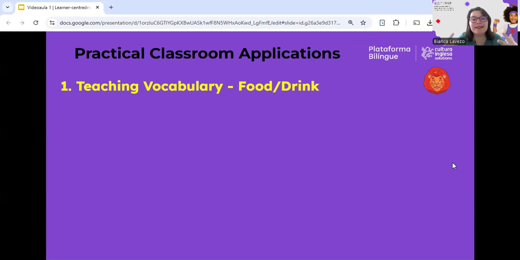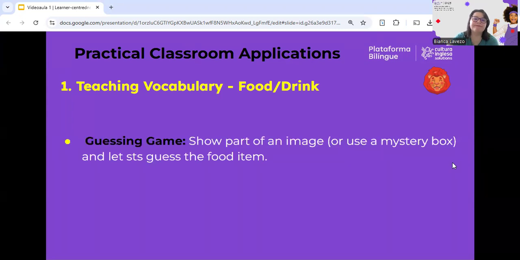Here's a suggested idea on how to implement this in a student-centered approach. The very first thing is a guessing game. So you show part of an image on the slide, for instance, right? Or use a mystery box. We love mystery boxes, right? Or a mystery bag. We just get something, and maybe it's the real food, like apples, oranges, right? Things like that in the mystery box, or just flashcards, maybe something they can really see, the items, and you let them guess what it is, right?